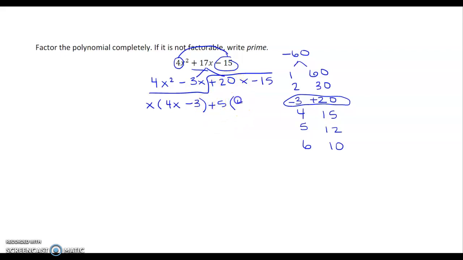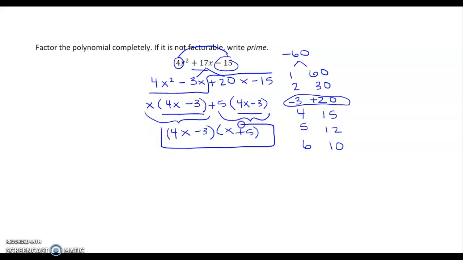20x divided by 5, we'll get 4x. Negative 15 divided by 5, we get a negative 3. And yay! We got the same 4x minus 3's in both. Very good sign. So we can see, okay, we'll factor the 4x minus 3 out of both this term and this term, and we'll be left with x plus 5. Okay, and that's how we're going to factor it.